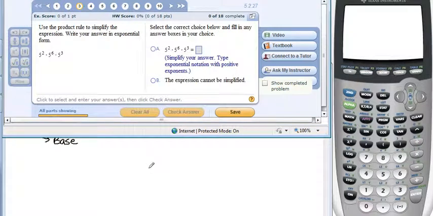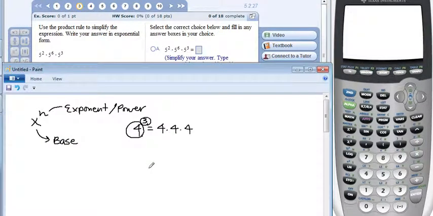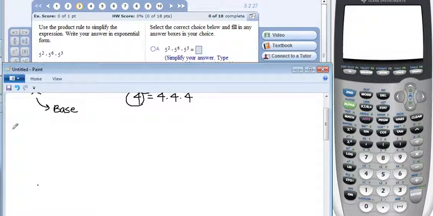All right, product rule. What does that mean? Well, there are a ton of rules with exponents, but the product rule basically says if I take two bases that are similar and they have powers, but they have to be the same base, I can add my exponents.